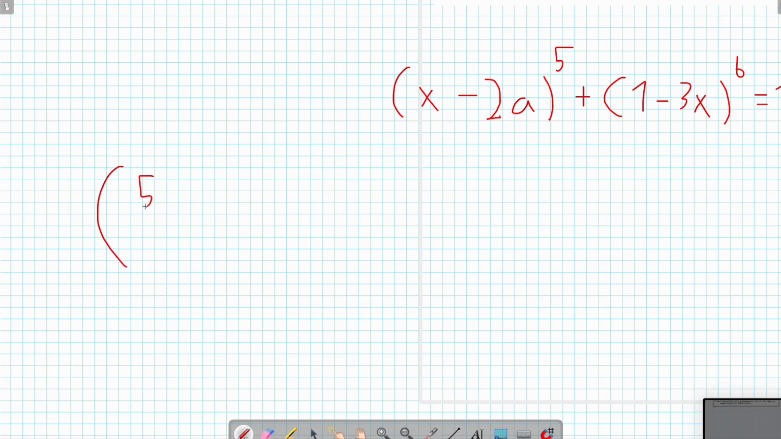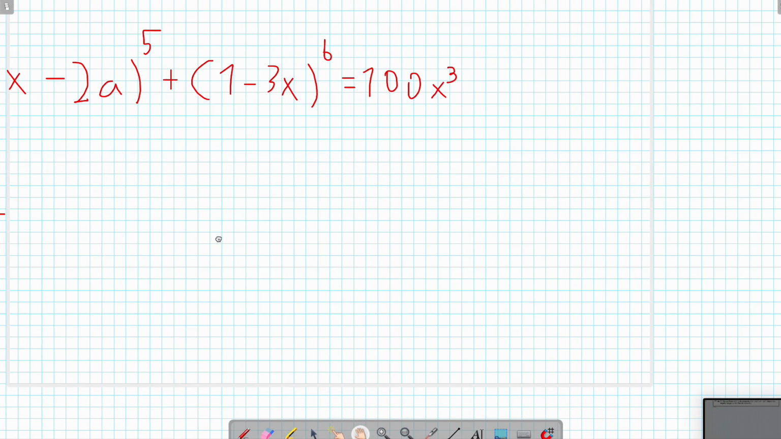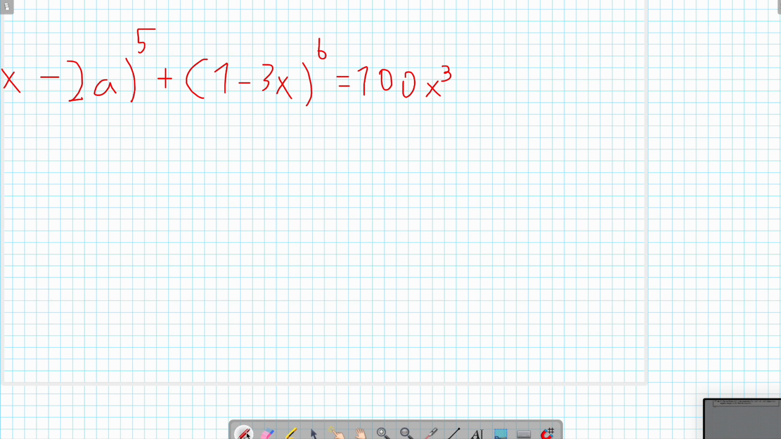So 5c2 into x cubed times negative 2a squared, plus, now let's move on to the other one, 1 minus 3x to the 6. Same thing again, so x to the 6 minus k is equal to 3, k is equal to 3.